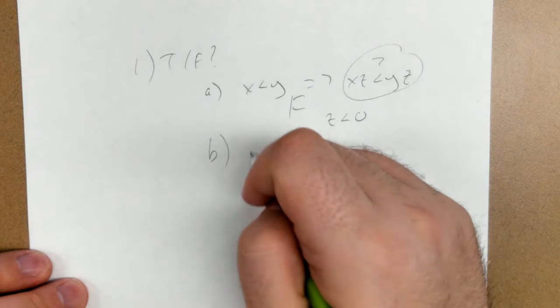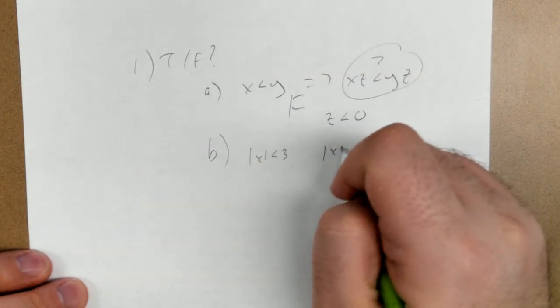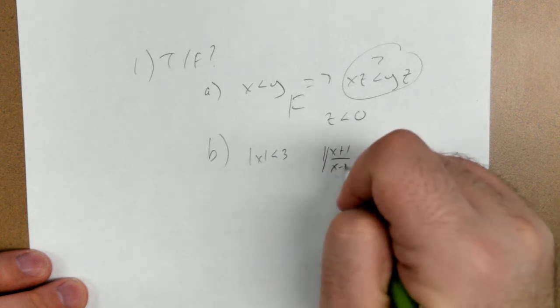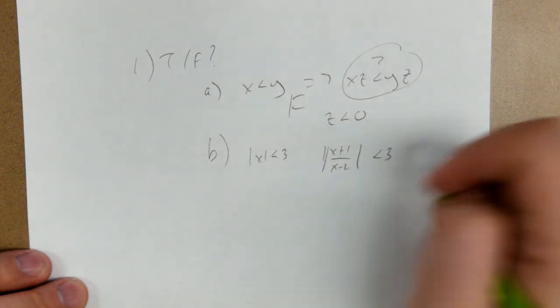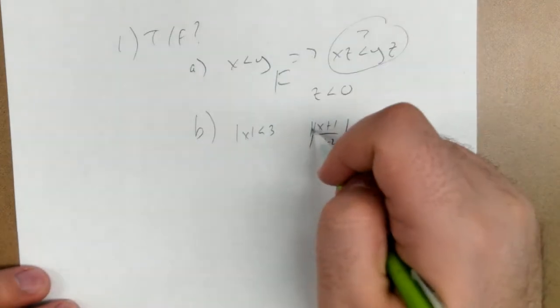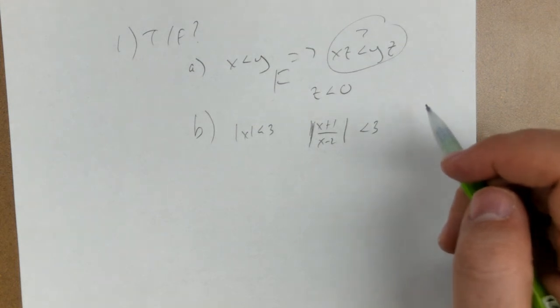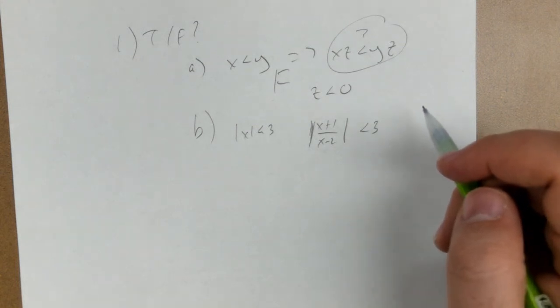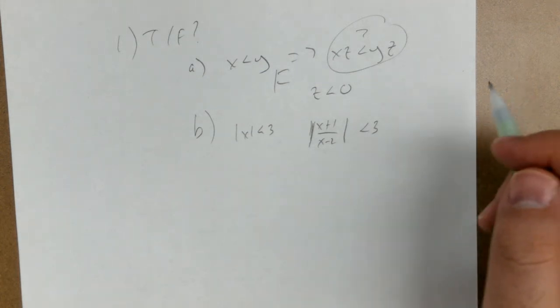Okay, B says if x is less than 3 in absolute value, then this should be less than 3 as well. Okay, so this is kind of convoluted. What I find is I find students struggle with inequalities in the denominator. So let's try to figure this out. Let's take numbers kind of close to 3 and let's just plug in some numbers and see if this works.